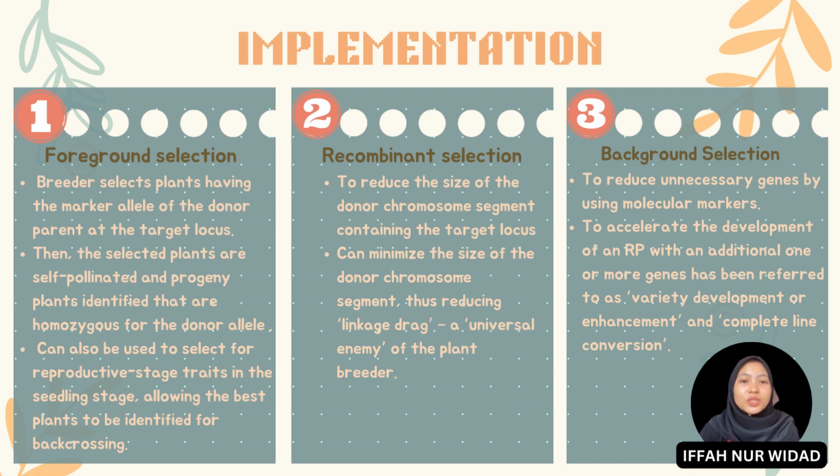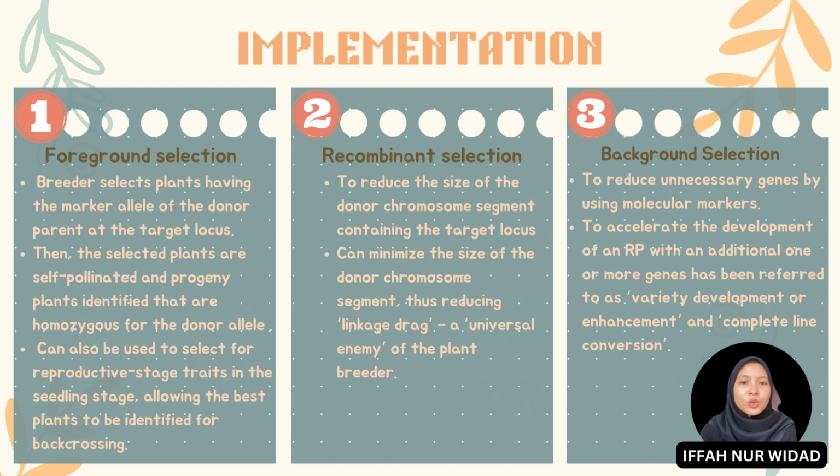The second step is recombinant selection. Recombinant selection is to reduce the size of the donor chromosome segment containing the target locus. It also can minimize the size of the donor chromosome segment, thus reducing linkage drag, which is called a universal enemy of the plant breeder.